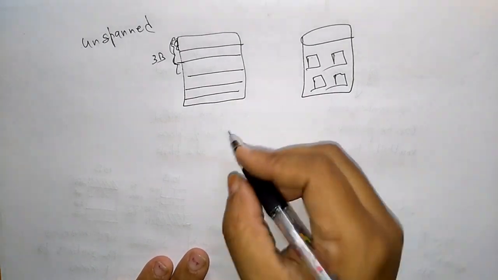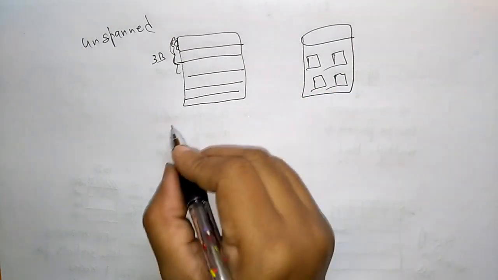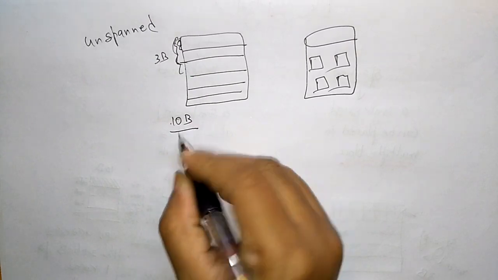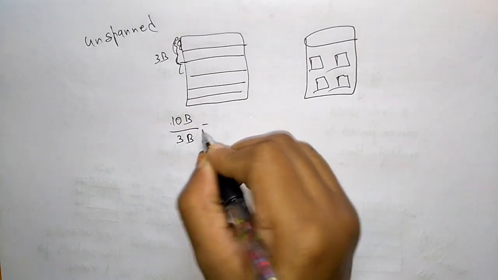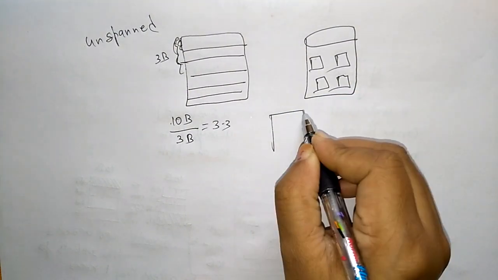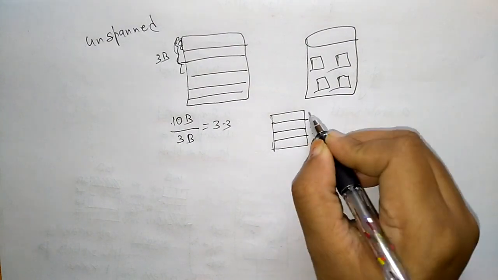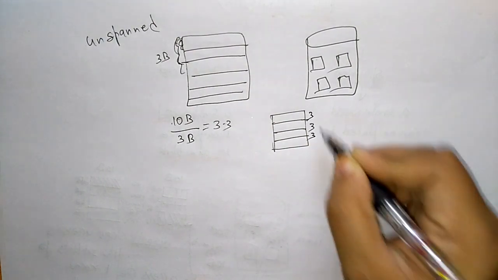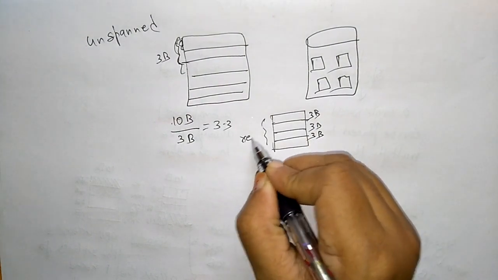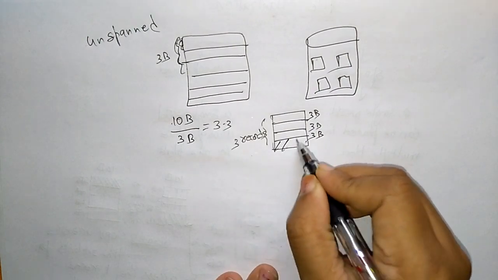Okay, so here suppose I said the block size is 10 bytes and the record size is 3 bytes. So the size of this is 3. So now this particular block will store up to 3 records. Means 3 bytes, 3 bytes, 3 bytes. Means total 3 records are stored. Okay, 3 records are stored. So still 1 byte is remaining.